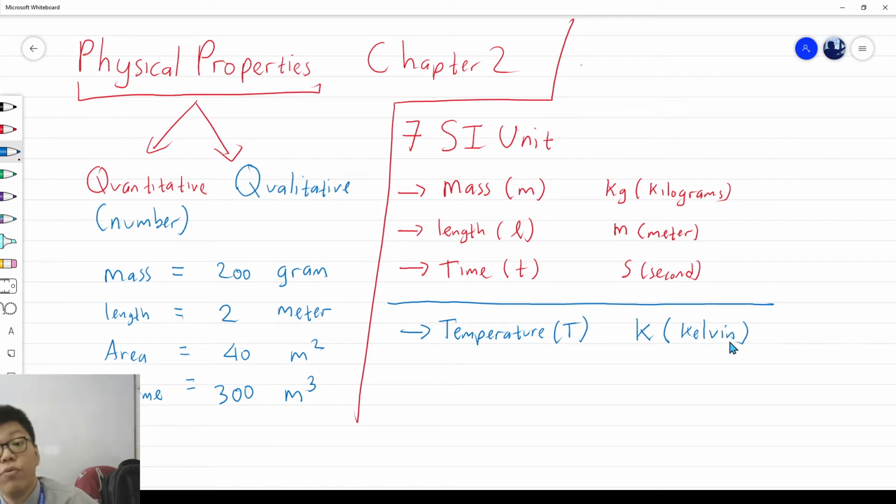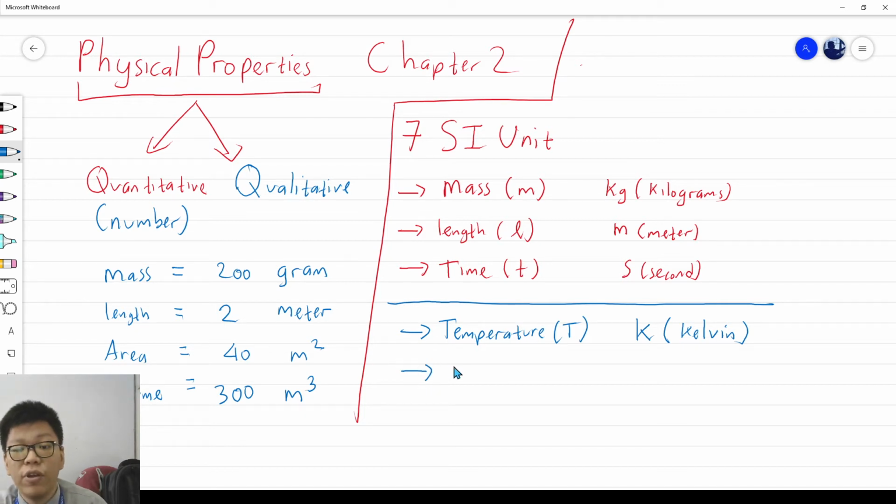Yeah, in Indonesia we are using Celsius, correct. In some countries they are using Fahrenheit, correct. But the SI unit for temperature is Kelvin. How to convert it? We will not cover it in this chapter because it would be too much. We will only call it Kelvin.